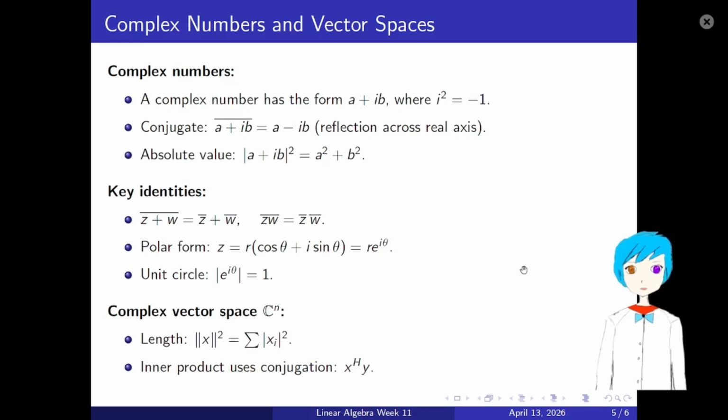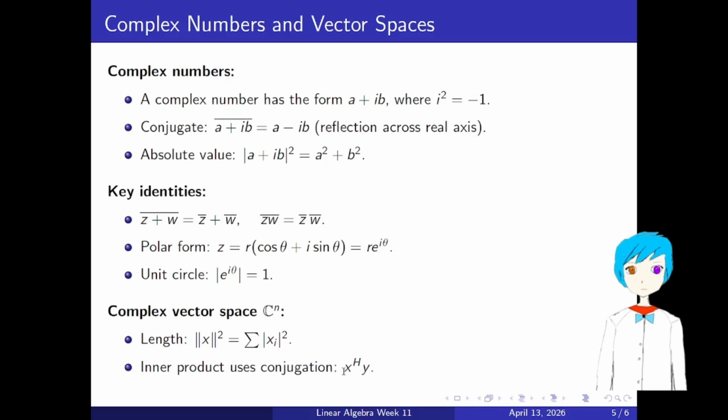Finally, we talk about complex-valued matrices. First of all, we review the complex number, which has the form a + ib, with conjugate a - ib, and the absolute value or modulus of the complex number. The square of the modulus of a + ib is a^2 + b^2. Also, we can use the polar form to record a complex number. The length of a complex vector in C^n is the summation of the squares of the modulus of each component.